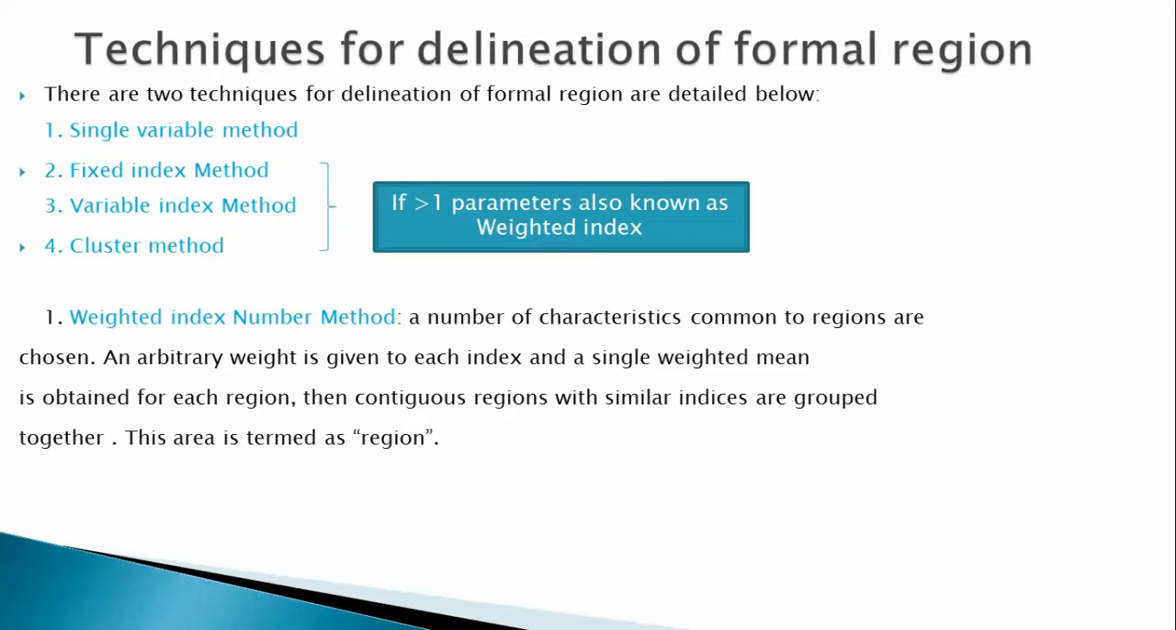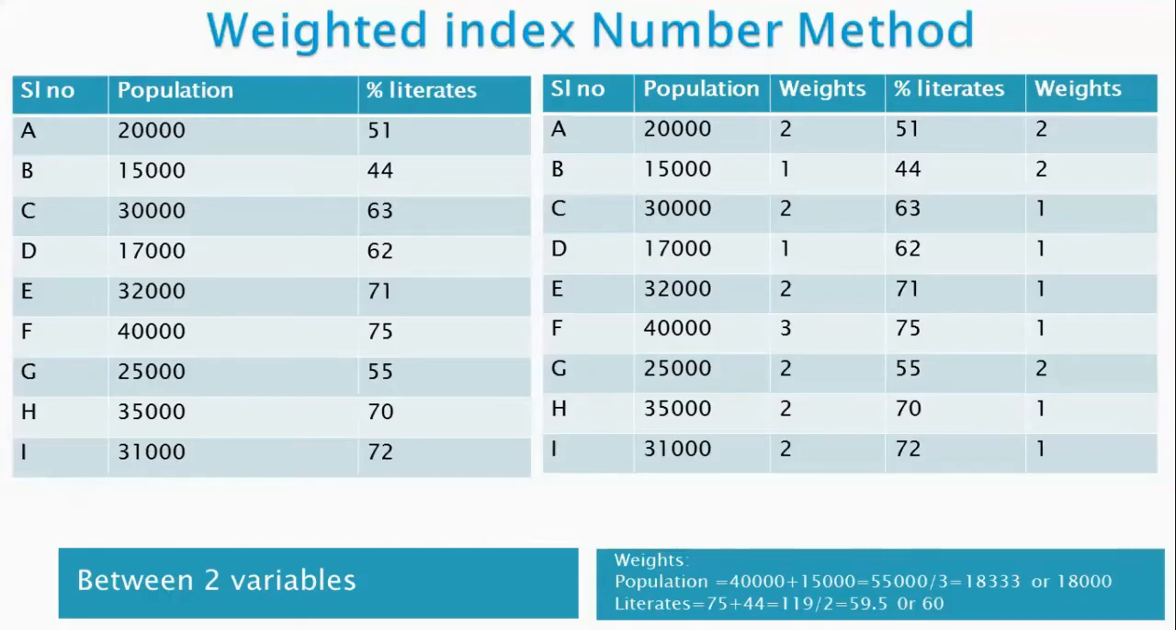If we take per capita income, we will give a weight to that. And then based upon that weight, a single weighted mean is obtained for each of the region. And then based upon that, we group together into one region. Now, it might sound quite complex, so I have tried to show you practically how this is done.